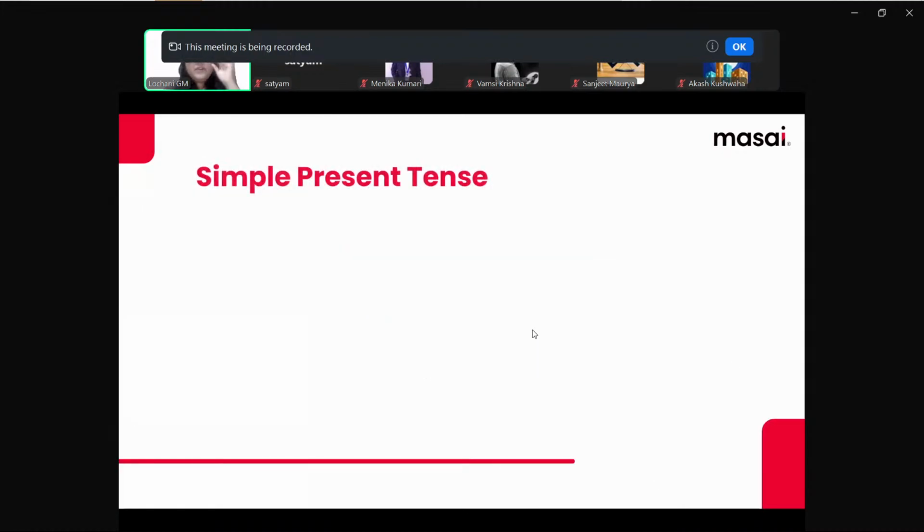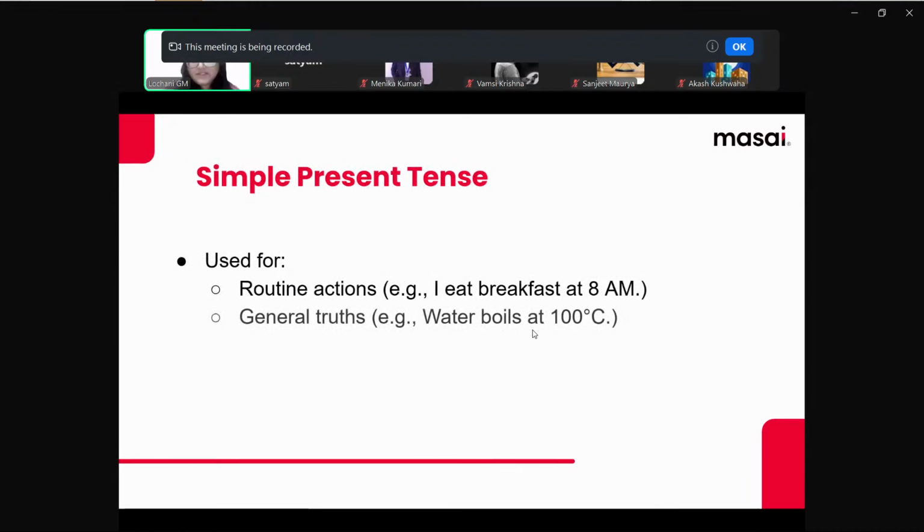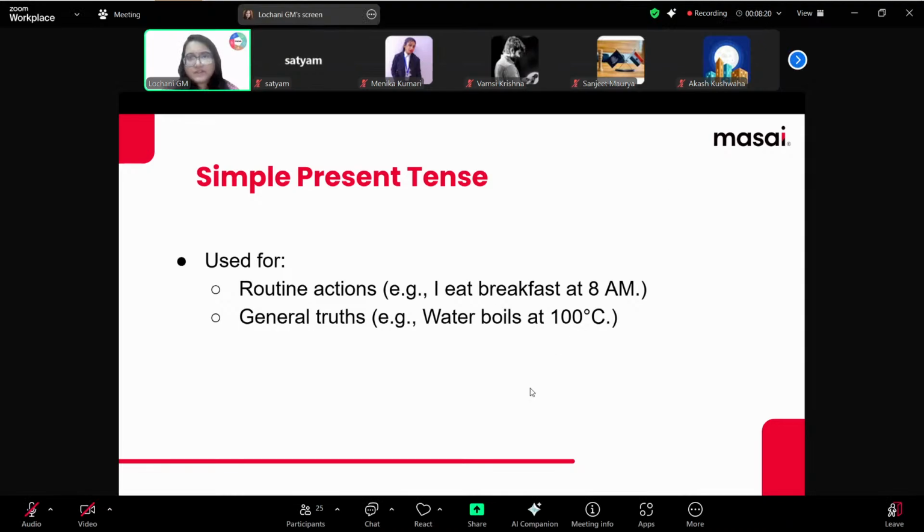Okay. So, first, we will start with the simple present tense. Now, this is the most commonly used tense, right? There are two main reasons why the simple present tense is used. Number one is whenever you want to talk about something that you do on a frequent basis. For example, I eat breakfast at 8 a.m. Whenever you talk about something that happens in general, something which is a habit, something which is a routine, we use the simple present, right? I eat breakfast at 8 a.m.